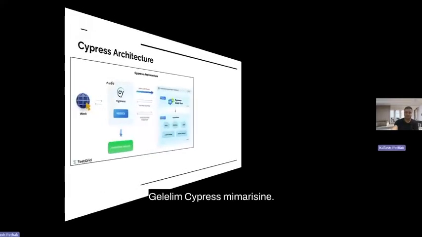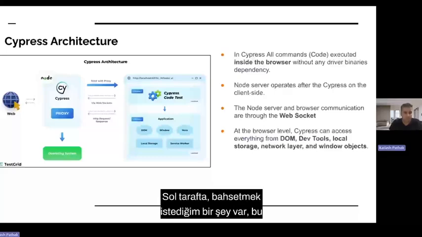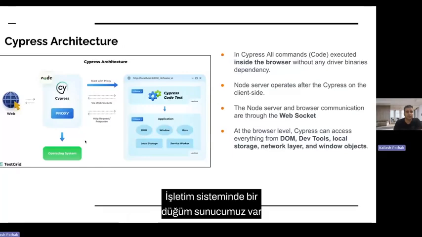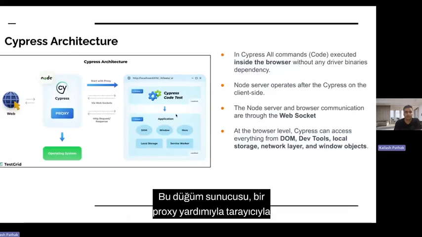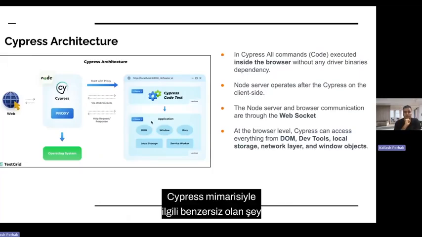So let's move to the Cypress architecture. Cypress has a unique architecture. One thing I want to mention is that I have taken this image from TestGrid. On the left side, you can see the web, and this is my operating system. In the operating system, we have a Node server and we have Cypress. This Node server communicates with the browser with the help of a proxy, right? And via the WebSocket protocol. The unique thing about the Cypress architecture is that in Cypress, the code is executed inside the browser. That is the good thing about Cypress.